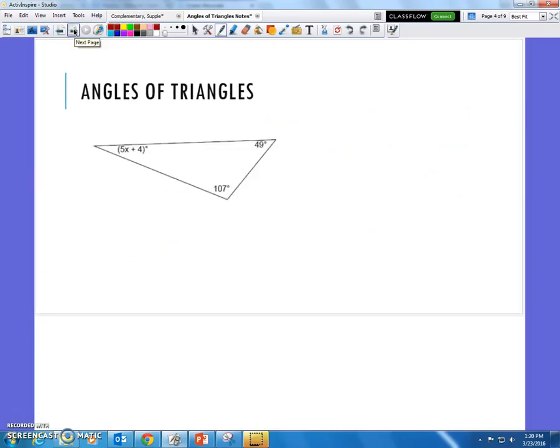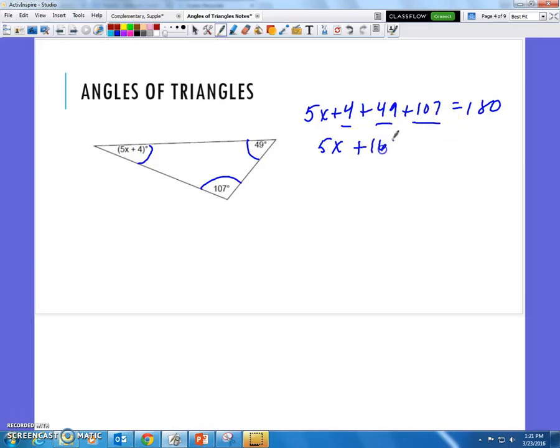Again, we have another triangle here, and once again, my unknown is one of the angles of the triangle. So I'm going to use the other two angles and the knowledge that all the angles of a triangle add up to 180 degrees to write an equation to solve for x. So 5x plus 4 plus the 49 plus the 107 must equal 180 degrees, all three of these angles together. We'll say 5x, he doesn't have any like terms, and we got 4 and 49 makes 53, and 107, 160.